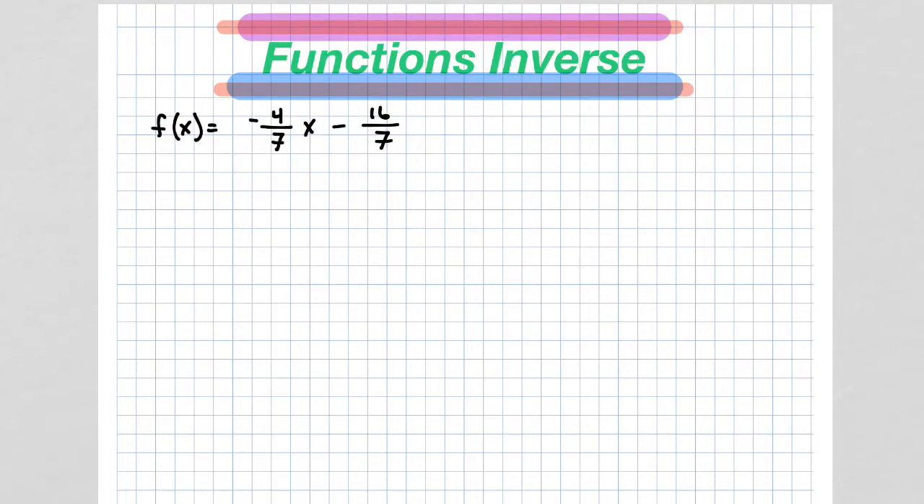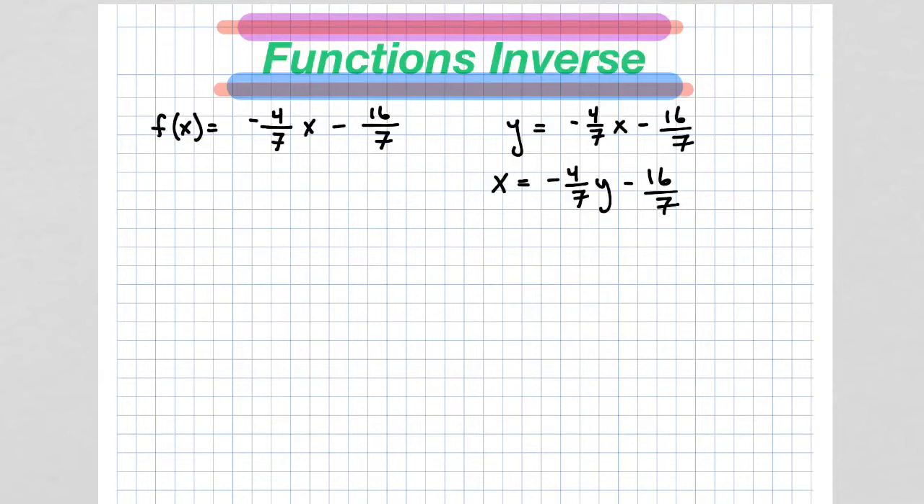All right, f of x. Let's find the inverse of this function, f of x. We're going to say y equals negative 4/7 x minus 16/7. Step number 2, we're going to switch these variables y and x. So now we have x equals negative 4/7 y minus 16/7.